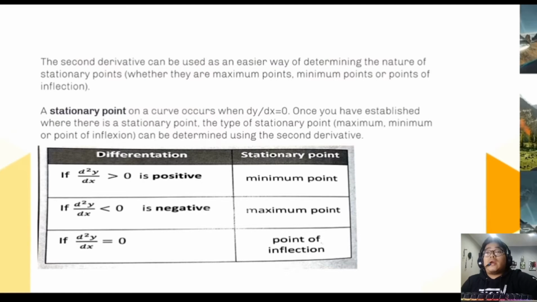If d squared y per dx squared is greater than zero, is positive, the stationary point is a minimum point. If d squared y per dx squared is less than zero, is negative, the stationary point is a maximum point. And lastly, if d squared y per dx squared equals 0, the stationary point is a point of inflection.